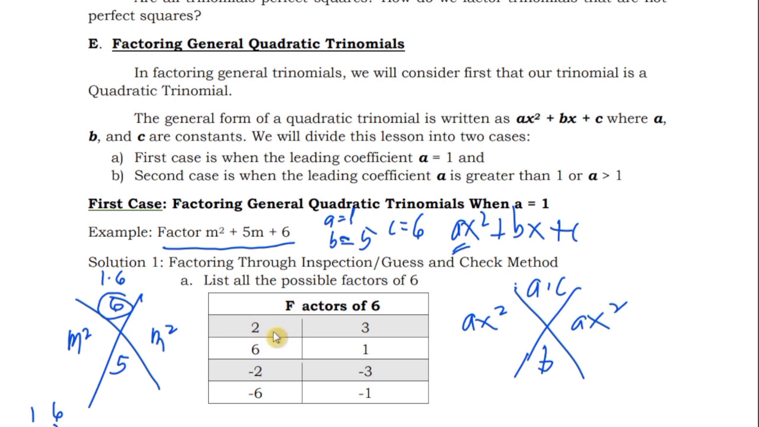Okay, here: 2 times 3, 1 times 6, negative 2 times negative 3, negative 6 times negative 1. So the next thing we should do, since we care about the product, the factors of 6, is check that the sum must be the same as 5. So what is the sum? 2 plus 3 is 5, 6 plus 1 is 7, negative 2 plus negative 3 is negative 5, negative 6 plus negative 1 is negative 7.